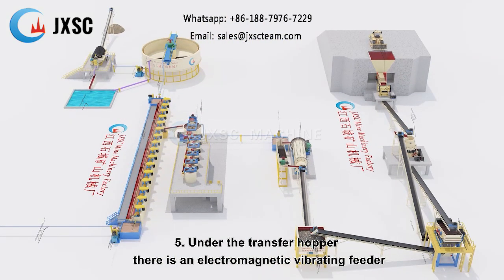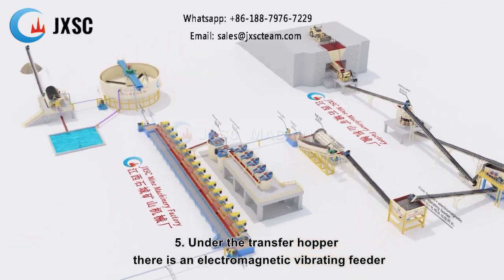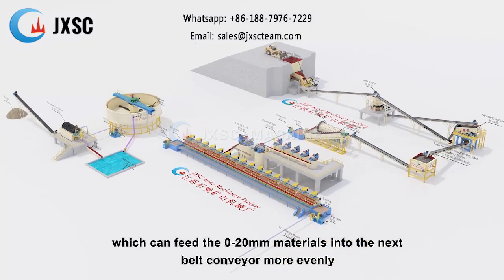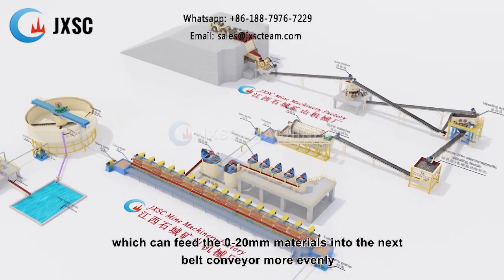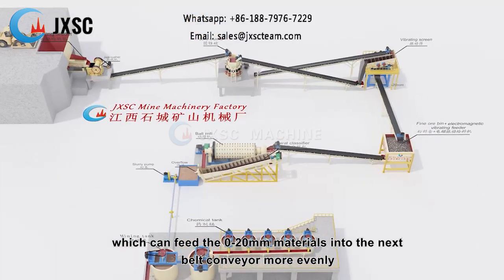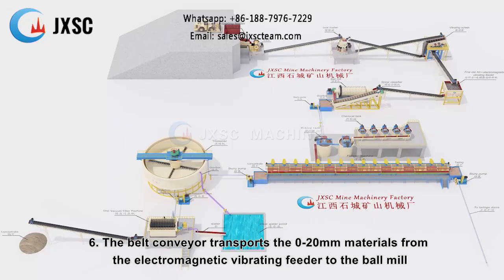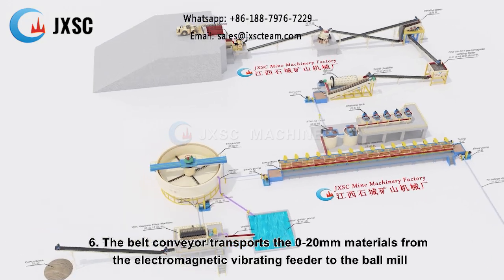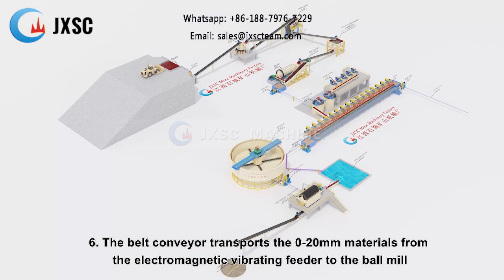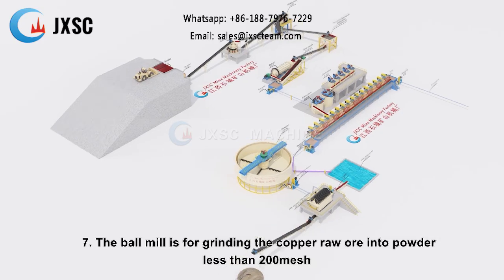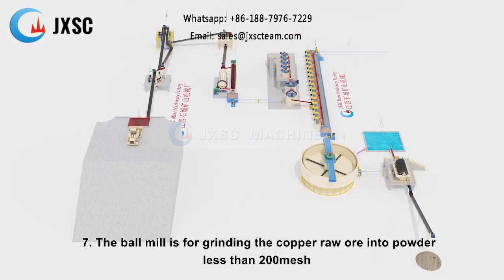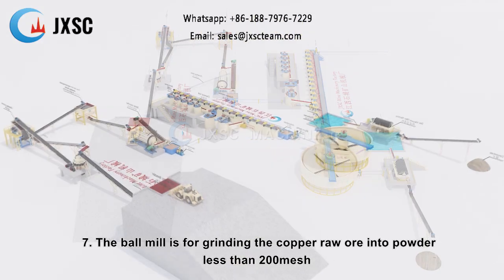5. Under the transfer hopper, there is an electromagnetic vibrating feeder, which can feed the 0 to 20 millimeter materials into the next belt conveyor more evenly. 6. The belt conveyor transports the 0 to 20 millimeter materials from the electromagnetic vibrating feeder to the ball mill. 7. The ball mill is for grinding the copper raw ore into powder, less than 200 mesh.